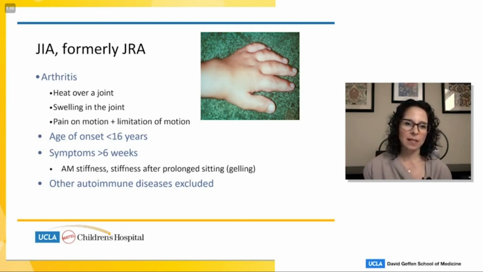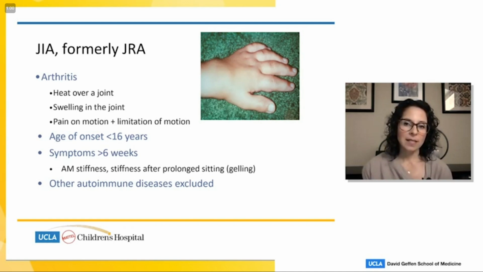If you see a patient that has heat over the joint, and I oftentimes like to use the back of my hand and feel both joints, if there's heat and swelling, that's a sign that they have inflammation of the joint, and that equals arthritis. Also, if they have pain on range of motion, as well as a limitation on range of motion, that is also a definition of arthritis.